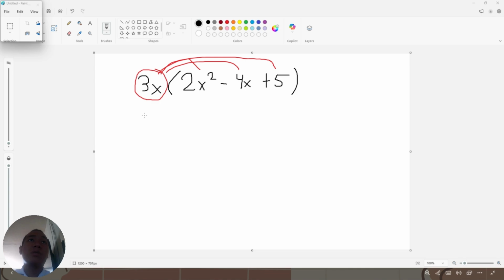which is 3x cubed. Notice how it said to add the exponents, 1 here and then 2, so it's a third, 3x cubed. Now you get 3x times negative 4x, which is negative 12x.